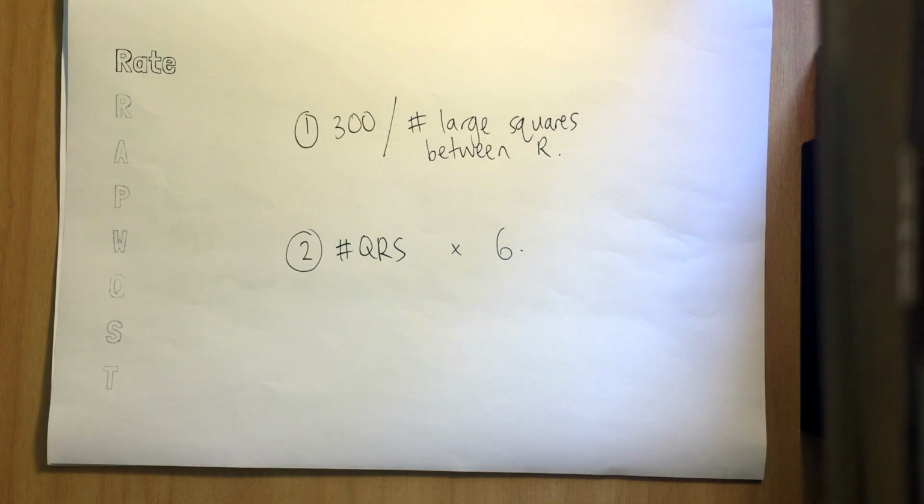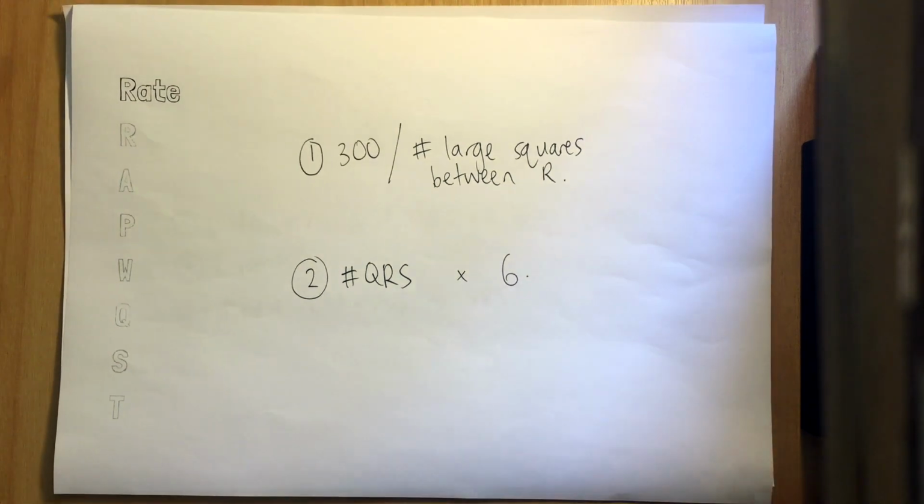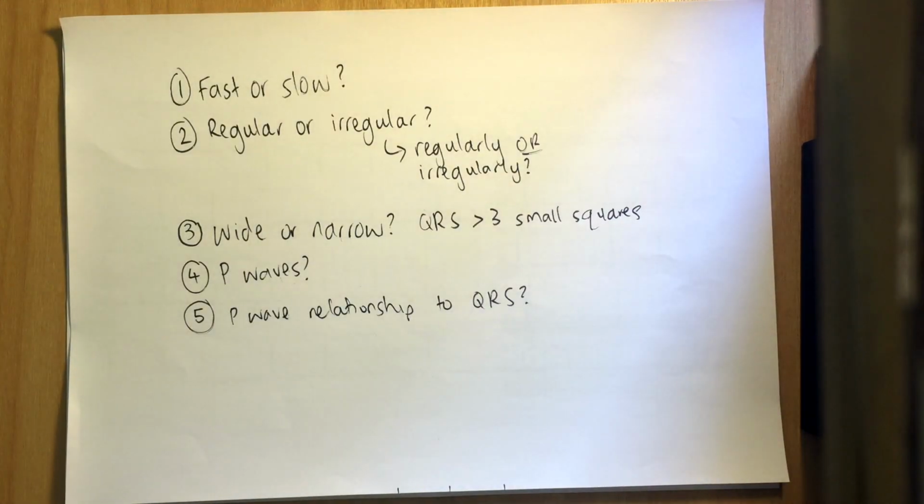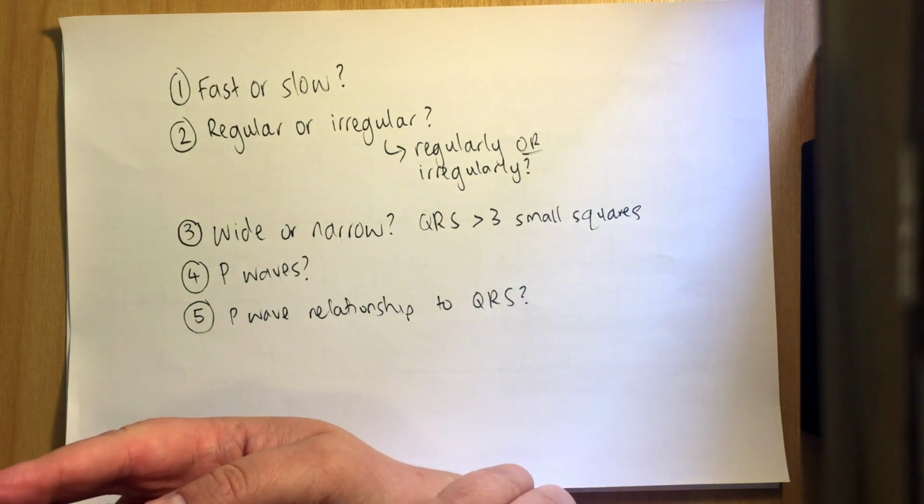Just recapping what we've talked about so far. We have gone over a system for interpreting ECG, RRAPWQST. We've talked about how to assess rate: 300 divided by the number of big squares between R waves, or the number of QRS complexes in the rhythm strip times 6. And we've talked about a system for starting to think about some of the rhythms we need to learn.